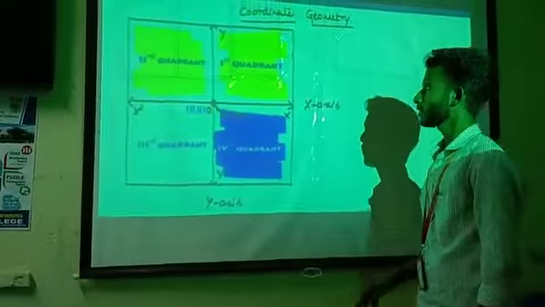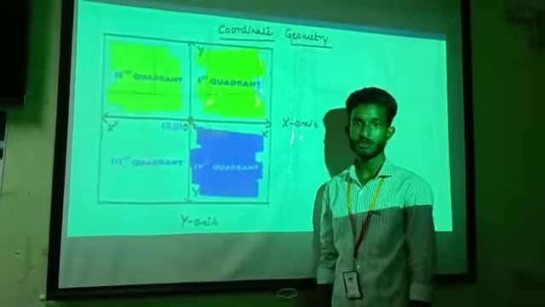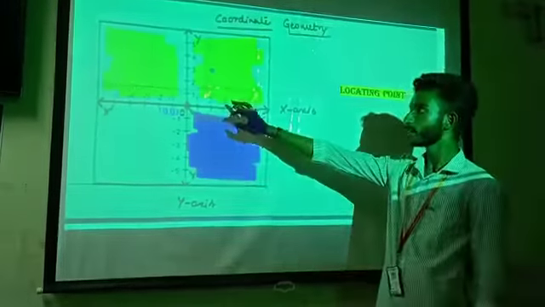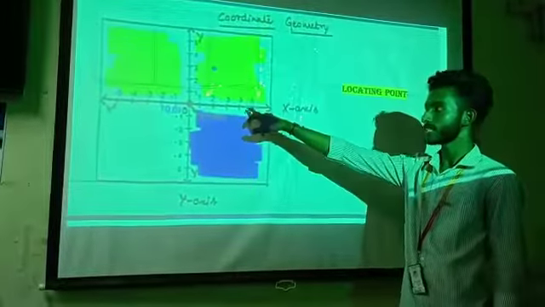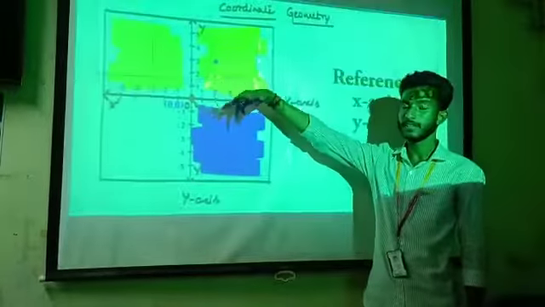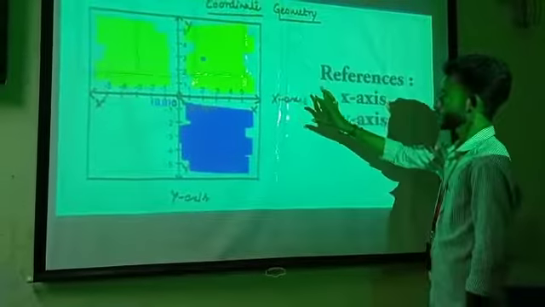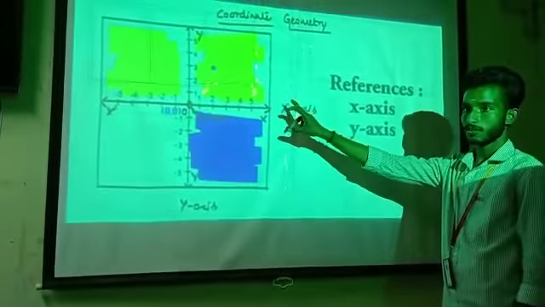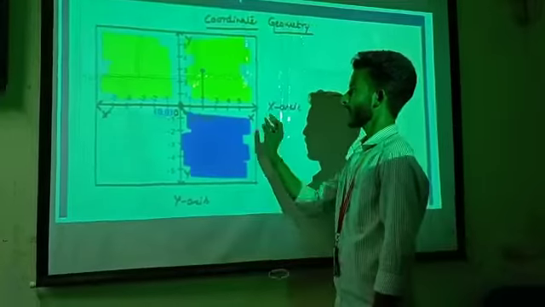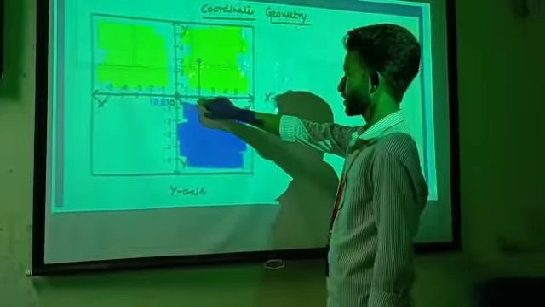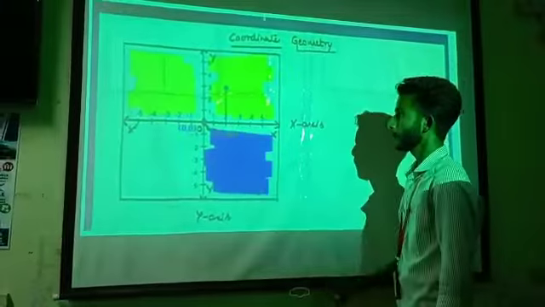Coordinate geometry is divided into four quadrants: the first quadrant, second quadrant, third quadrant and fourth quadrant. The first quadrant identifies the location of a point with reference to the x-axis and y-axis, with positive values on both axes. For a point, the x-axis identifies 2 and the y-axis identifies 3.